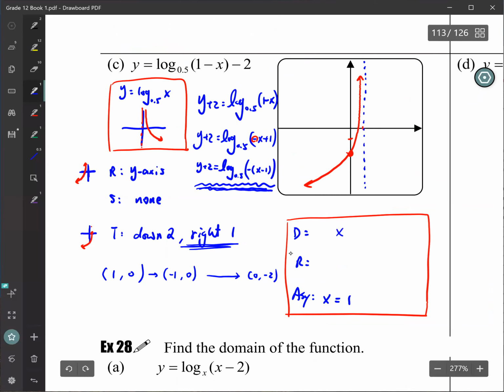X is greater than 1. Okay, how about range? Y equals all real numbers. Y is a real number. Okay, don't mute yet. Don't turn on your mic.